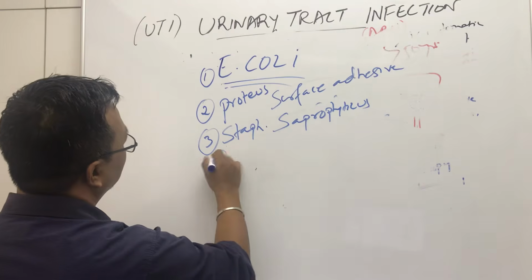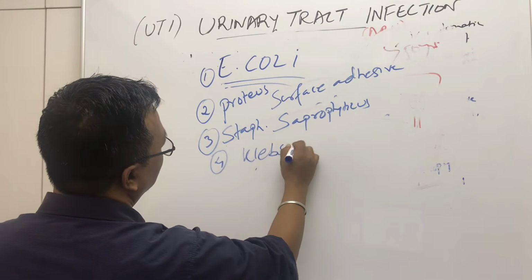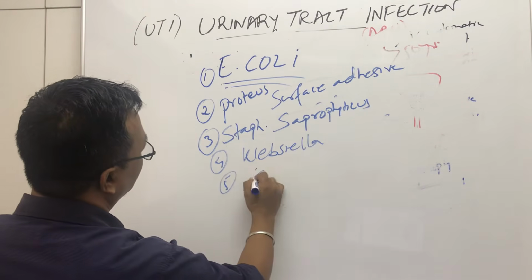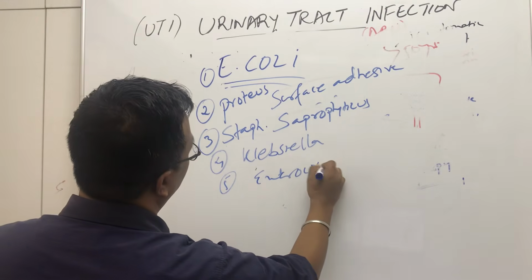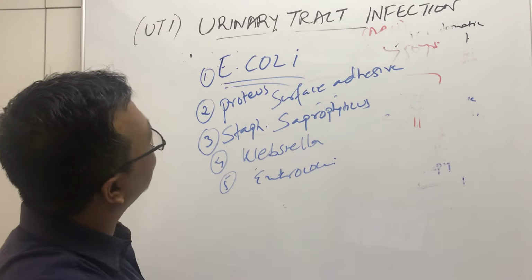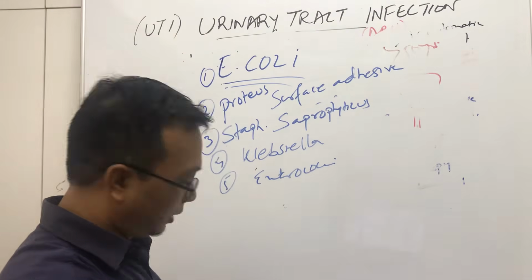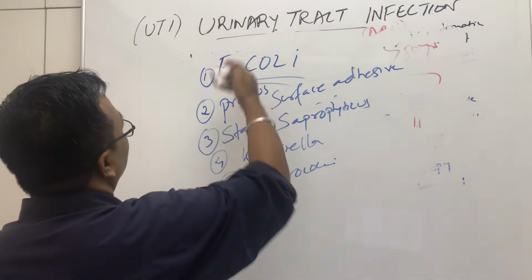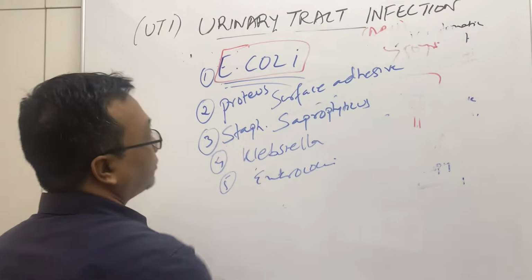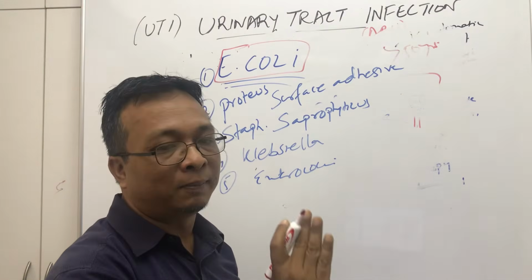So just the names, you have to remember the names: Klebsiella, Enterococci. So these are the basic bacteria that are responsible for urinary tract infection, but you need to remember the most common bacteria is E. coli. And the infection is always ascending type.